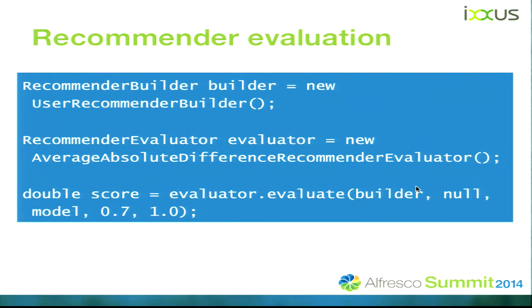So in this case, we're using an average absolute difference recommender evaluation. And what that does is works out a recommended score, and then based on a portion of training data, it evaluates how far distance-wise it was from what the user actually chose. So to do that, we pass in the model, and in this case, we're using 70% of the data for it to create recommendations on, and the other 30% is held back for scoring as training data.